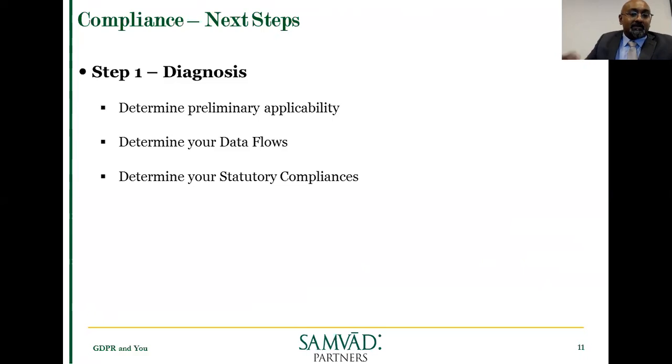So on the basis of this preliminary applicability, data flow analysis, and statutory compliance, on the basis of the first two, you would then get into understanding your statutory compliances. Based on what you looked at earlier, you would be able to understand if you need to appoint a representative in the EU. Based on what you've done earlier, you need to understand if you need to register yourself with the Information Commissioner's Office, ICO, in the EU. And based on what you've done earlier, you will also be able to figure out if you need to appoint a data protection officer.